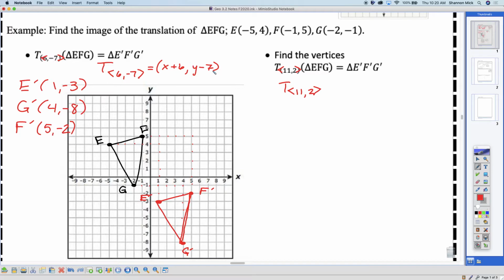So E was -5, 4, yes? So this says I add 6 and subtract 7. So -5 plus 6 is what? 1. 4 minus 7 is -3. Is that what we got? Yeah. Yep.